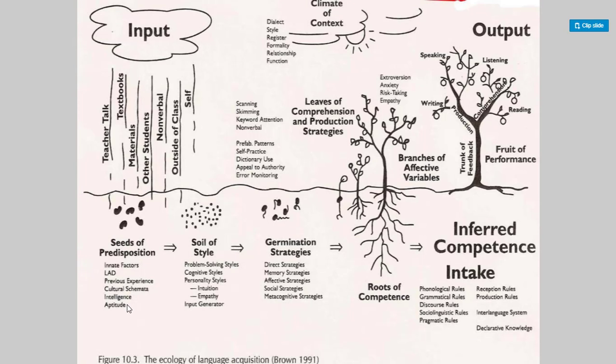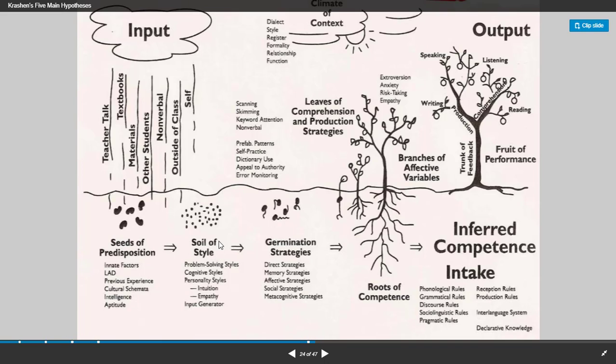These are going to be related to something else, the soil of style, right? So if I have the seeds of predisposition, I need to put those seeds in one part. So it's going to be the soil, right? So how to use all of these ideas in order to take advantage of this. So you're going to create problem solving styles, they are going to create cognitive styles, and also you're going to take into account the personality, right? So what intuition and empathy can generate.